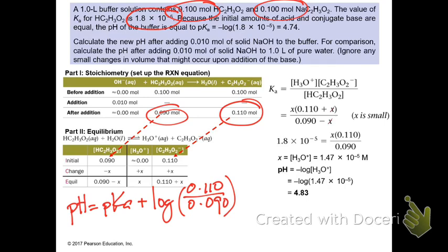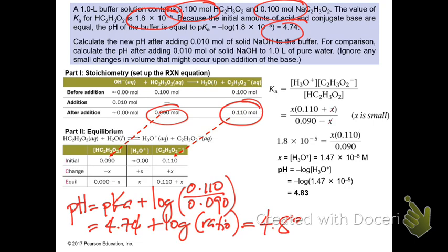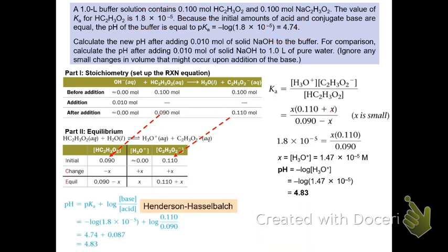Okay, and when you plug this in, the pKa is 4.74, plus the log of this ratio. And you will also get the same pH here, 4.83. All right, so here's the cleaner version. Using the same approach, Henderson-Hasselbalch, using the equation, we get the same pH value, which is 4.83.